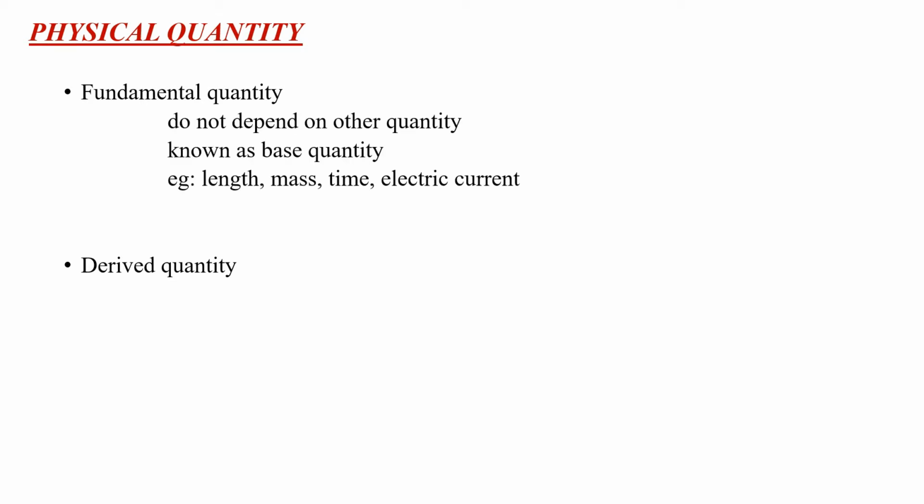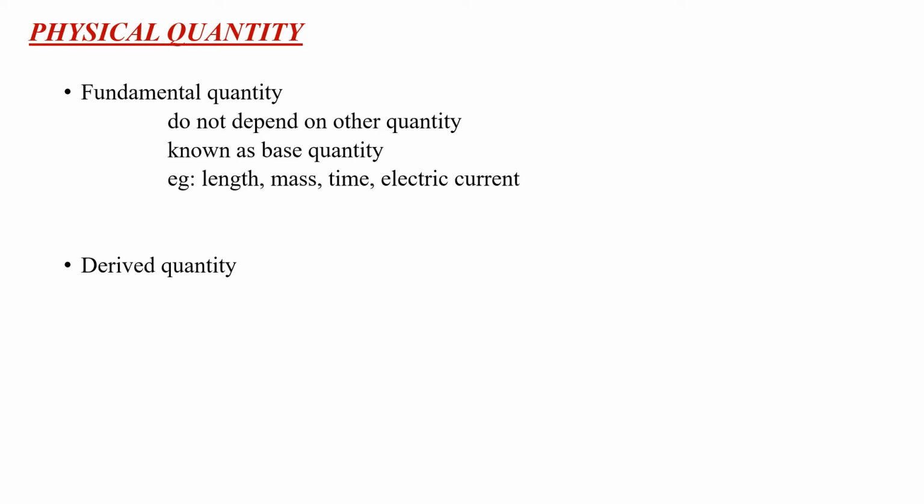Fundamental quantity means it is a basic quantity or a base quantity. That is, it is an independent quantity. The fundamental quantities do not depend on other quantities. For example, length. Length is an independent quantity. Mass, temperature, electric current, these are all independent quantities. That is, it does not depend on any factor. That is, it is termed as a base quantity or a fundamental quantity.